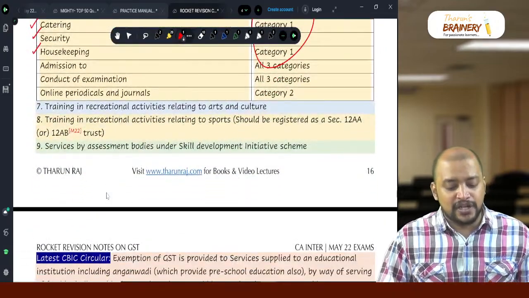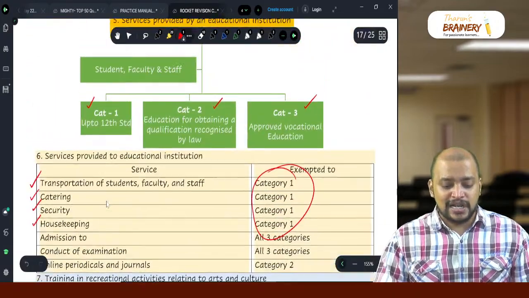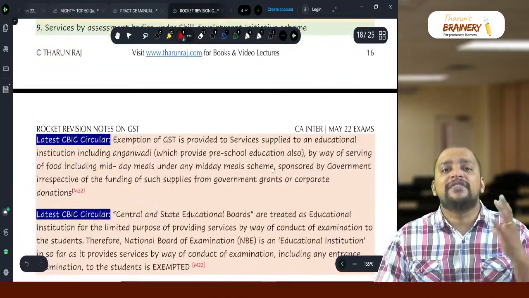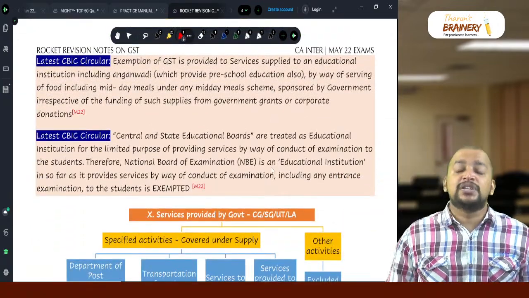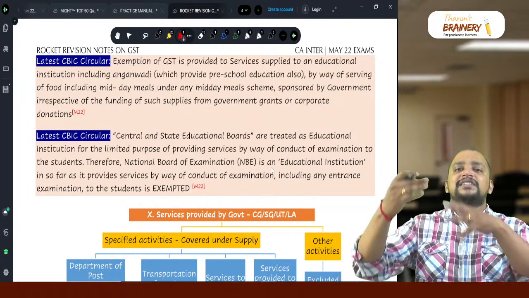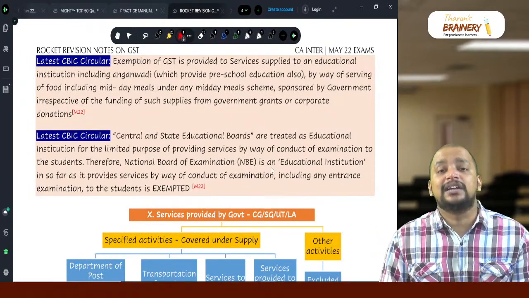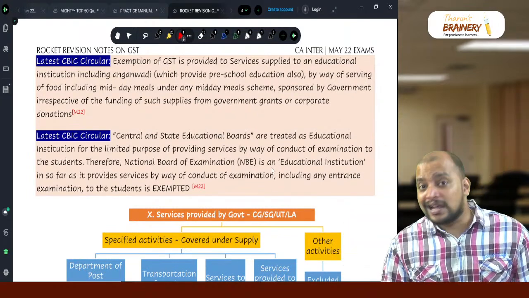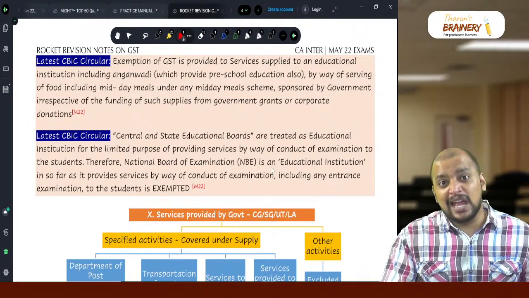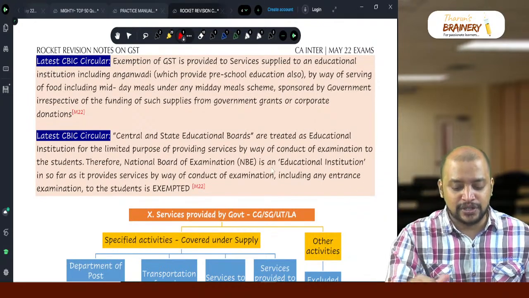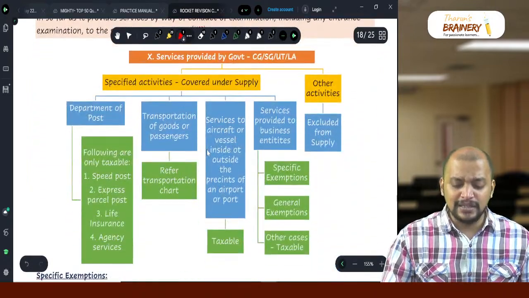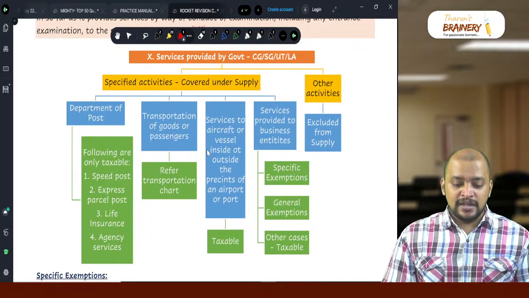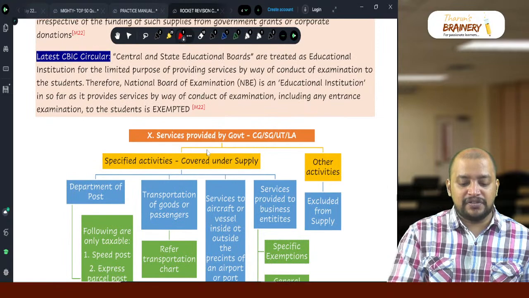Now, what is the meaning of an educational institution? So, an educational institution is these three which provide education. When there is a board, the National Board of Examination, which only conducts the exams, will that also be treated as an educational institution? For example, NEET and JEE exams are conducted by this National Board of Examination. Now, whatever money they receive, will it be taxable or exempted? The money received by them will be exempted because they are also treated as an educational institution. That is this circular. Then services provided by government. We will take a break and thereafter we will continue with this.